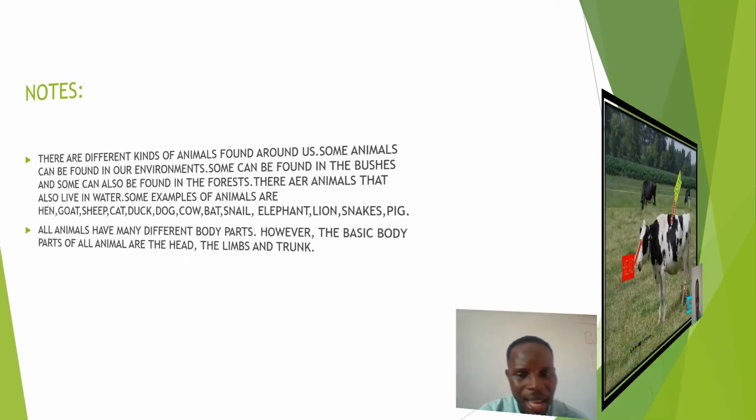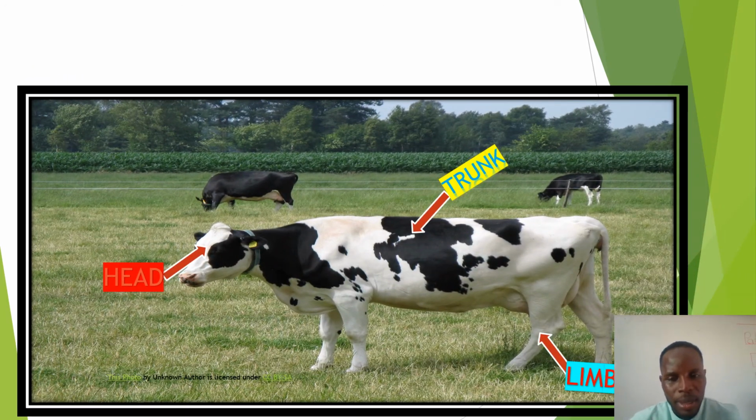Now, look at this picture. What animal is this? I hope somebody said the answer. A cow. Correct, a cow. So let's look at the basic structure.